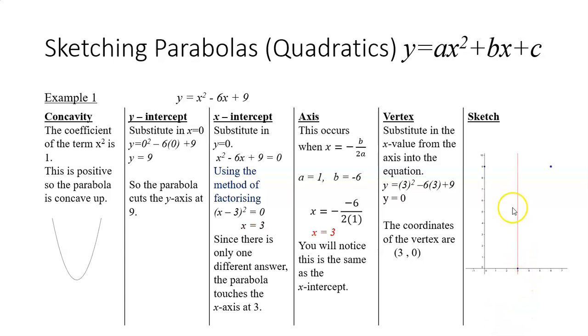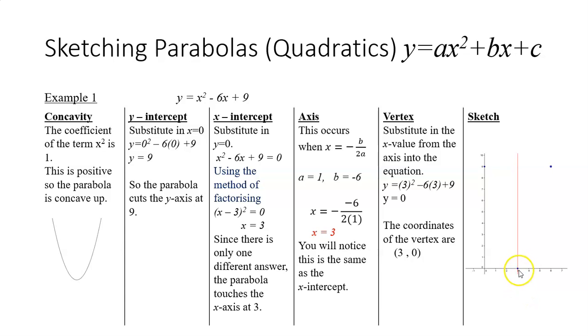So when we put our axis in, remember it's an axis of symmetry. So this point over here, the y-intercept, we can actually reflect that about to get another point. And that's the beauty of parabolas being symmetrical. So I now know that it's going to come down here, touch that, and come back up there.